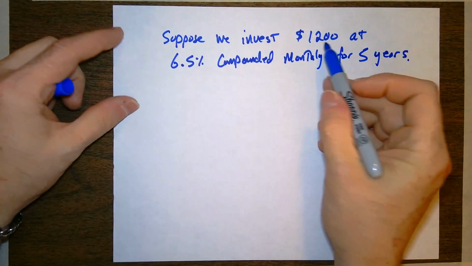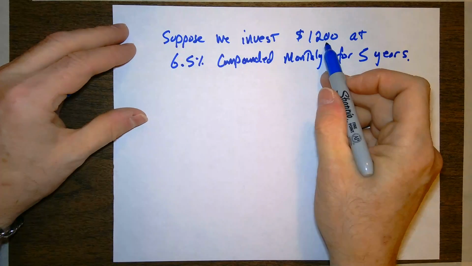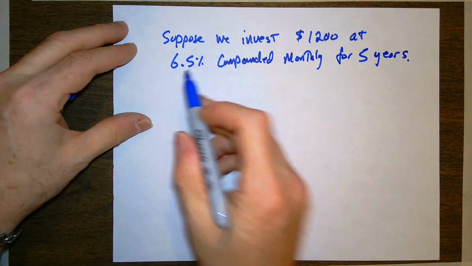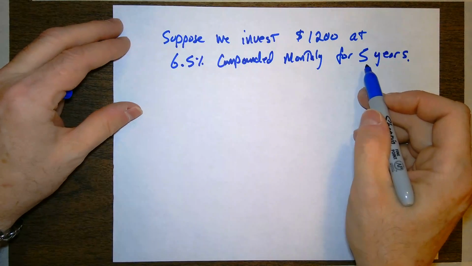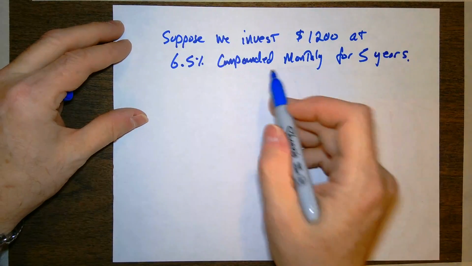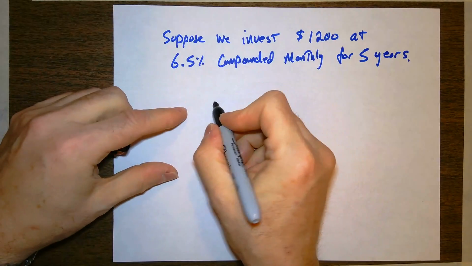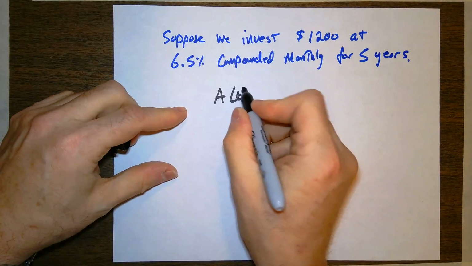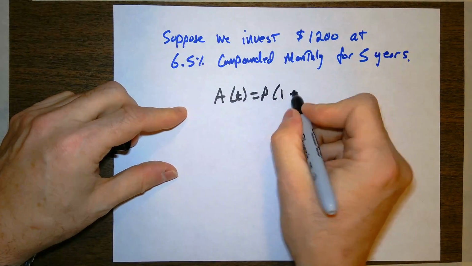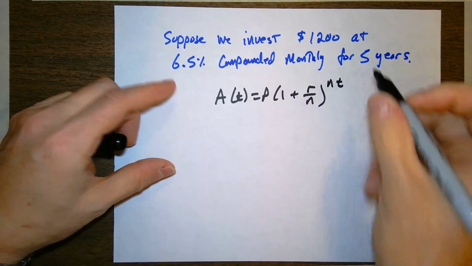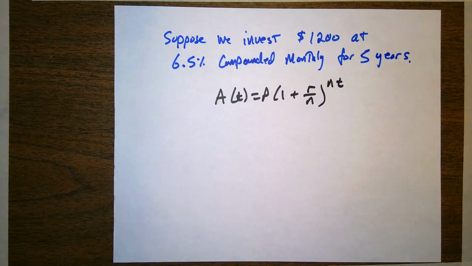So again, the $1,200, that's going to be my principal, the amount that I'm investing. The 6.5% is my rate, but I have to put that in as a decimal. And then 5 years is going to be my time. The number of compoundings, compounded monthly, would be 12 times a year. So if we start with the formula, and again, the formula says the amount as a function of time is the principal times 1 plus the rate over the number of compoundings to the power of the number of compoundings times time.